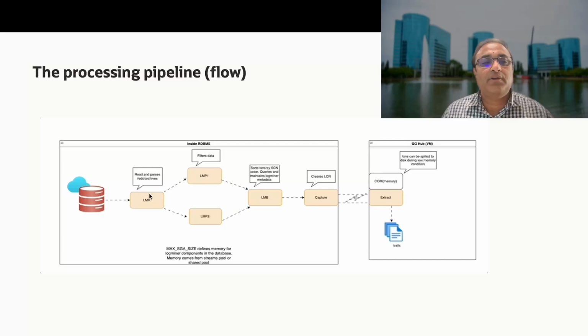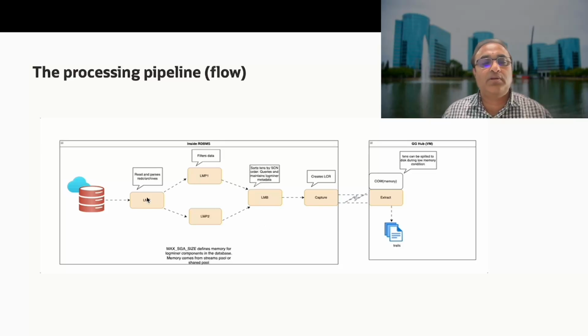This is an example of a single instance Oracle database. That's why I have one LMR. If I have, let's say, a two node RAC, I'll have two LMR. If I have a three node RAC, I'll have three LMR processes, right? In this case, it is one since it is a single instance Oracle database.